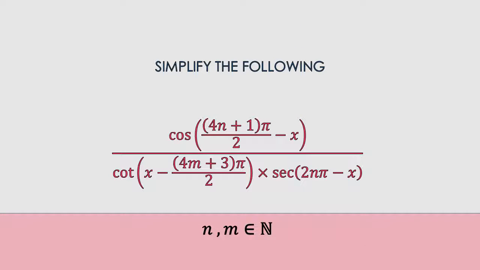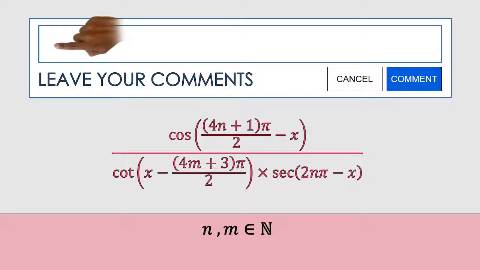Now for an open problem. If n and m are random natural numbers, simplify the following. Share with us your answers in the comment section.